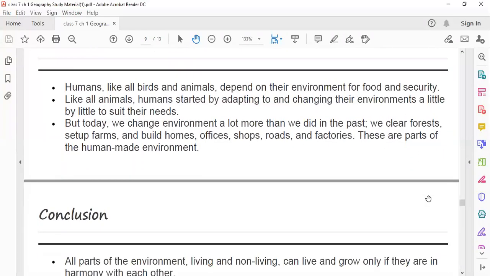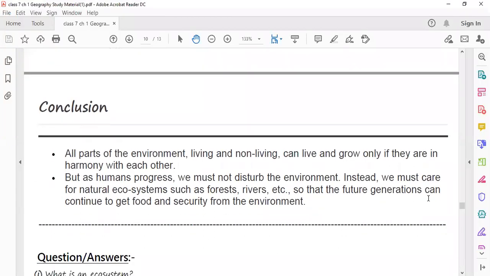So what is the conclusion in this chapter? All the parts of the environment, be it living and non-living, can live and grow only if they are in harmony with each other. But as humans progress, we must not disturb the environment. Instead, we must care for natural ecosystems such as forests, rivers, etc. so that the future generations also can continue to get the food and the security from the environment.